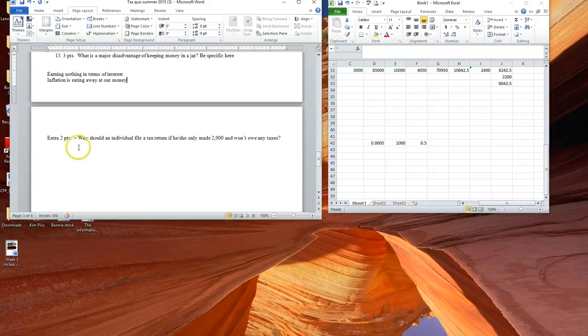Last question, an extra 2 points. Why should an individual file a tax return if they only made $2,000, then they won't owe any taxes? Why should they file a tax return? I want you to think about that. I'm not going to answer it because it's extra credit.